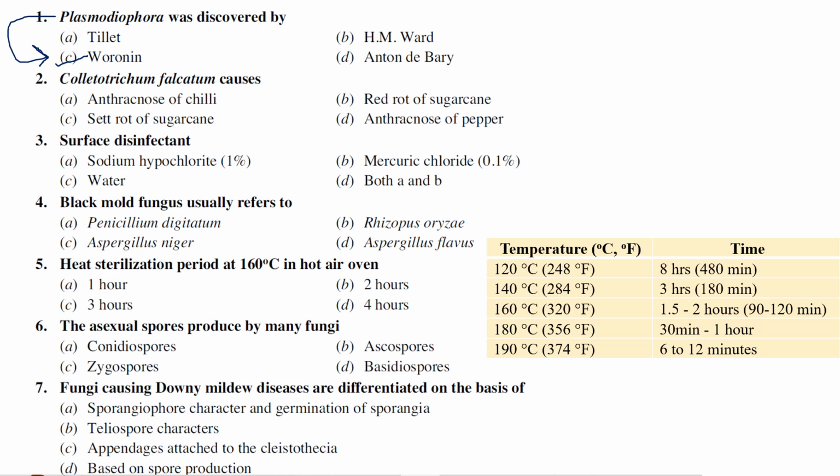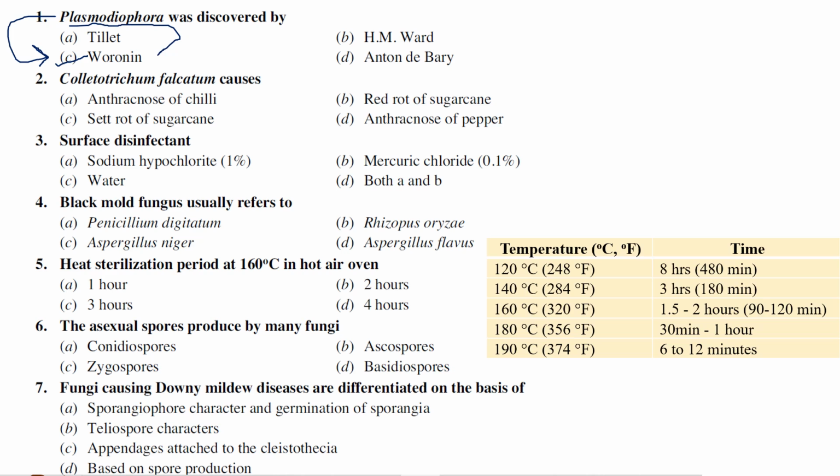Woronin. He is a Russian scientist. He is also a student of Anton de Bary. So around the 1870s, this clubroot of cabbage was a very big problem in Russia. So the Russian government openly said that whoever will identify the causal organism along with the management practices will get a good prize. Then in the 1870s, when Woronin started working, around 1874 he came to almost significant proof, and in 1877 he published the complete proof along with the management practices as well. So this Plasmodiophora life cycle was discovered by Woronin.